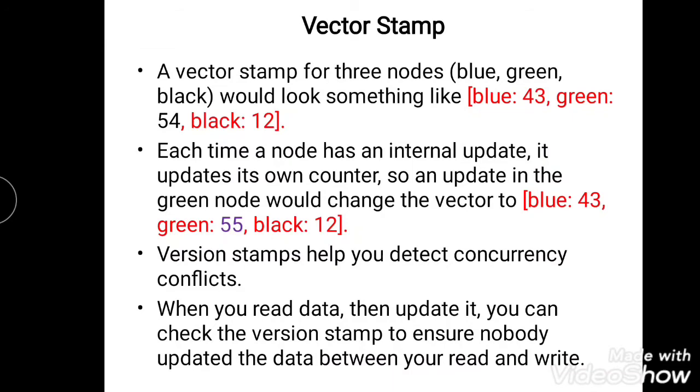When you read data and then update it, you can check the version stamp, and it ensures that nobody updated the data before you read or before you write. Once it gets the updated information, the version gets updated. Second, version stamps can be implemented using 4 approaches: counter, GUID, content hash, and timestamp. The timestamp should always be synchronized with the current system time. In distributed systems, we can use version stamps to detect when different nodes have conflicting updates, which helps you avoid conflicting updates.